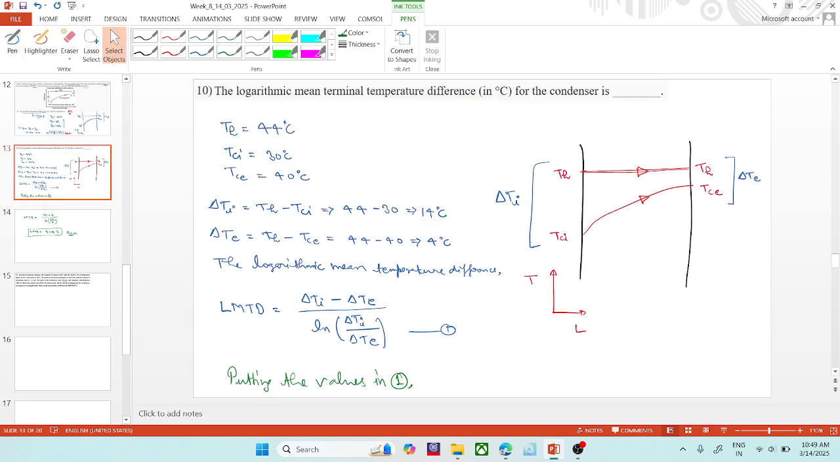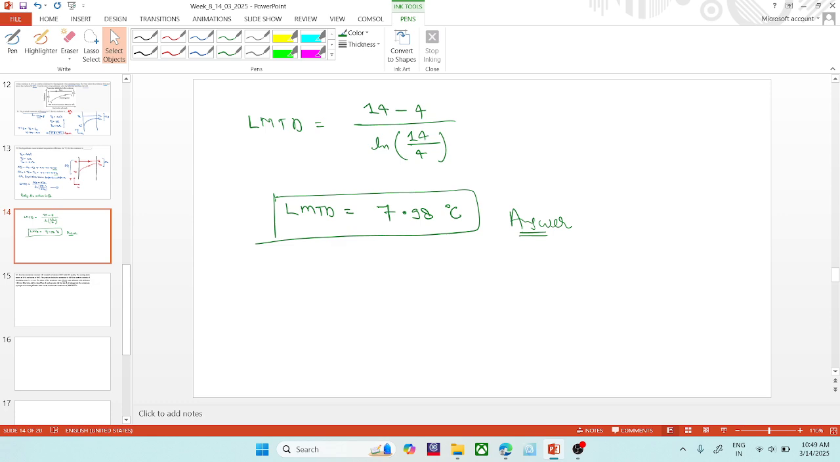One thing to notice is that the temperature difference at inlet is 14 degrees centigrade and at the exit is 4 degrees centigrade. So we have to notice that the LMTD value would always be in between the temperature differences at inlet and outlet. So 7.98 is in between 14 and 4. So this is the way to cross-check whether our calculations are correct or not.